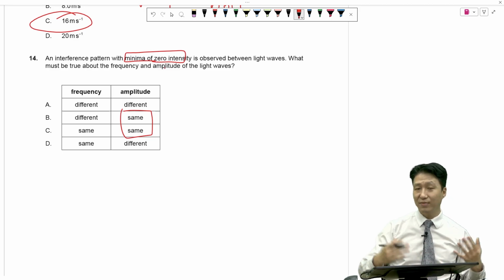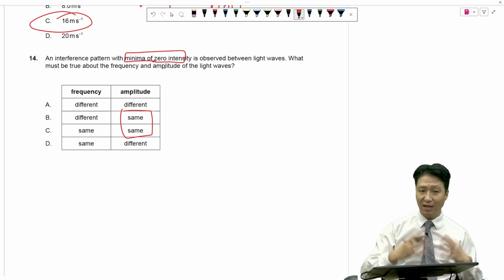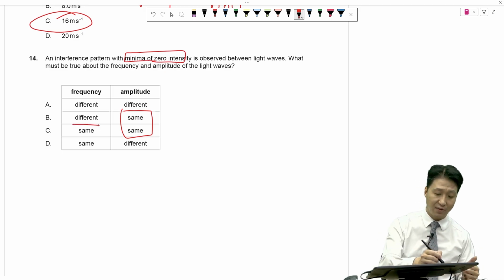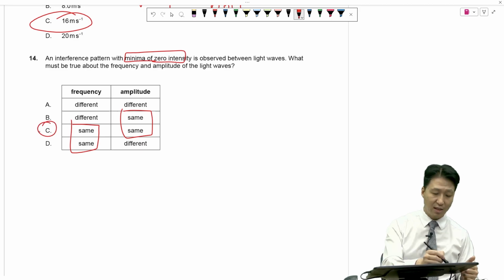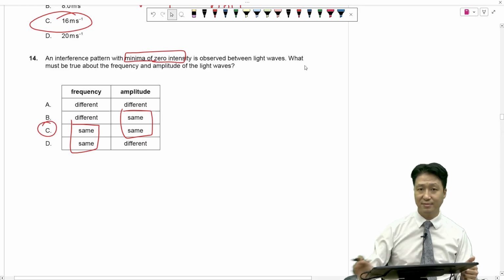Second, they have to be coherent. They have to be waves of the same period and same frequency, otherwise they will not interfere. Therefore, the frequency also has to be the same. And this makes the answer C.